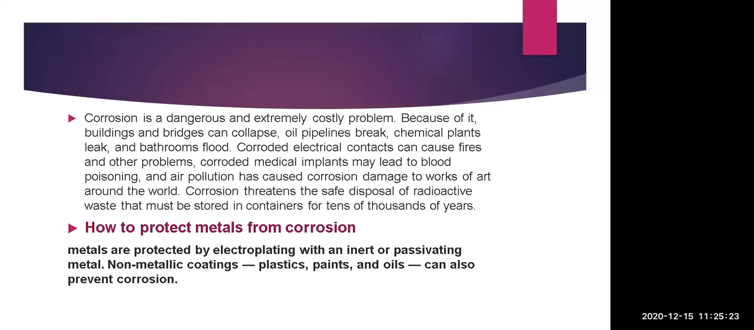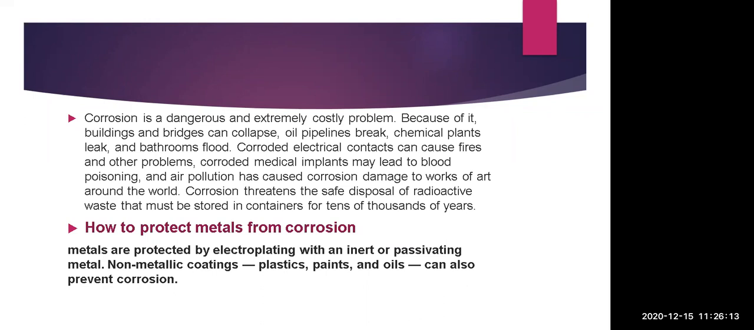So then comes how to protect the metals from corrosion. Metals can be protected by electroplating with an inert or passivating metal. Now, inert means what? The element or the compound which will not react. Corrosion means whatever chemicals are present on that particular metal start reacting with the atmosphere. The atmosphere contains a number of gases. It may have pollutants, and whatever materials are there, it starts reacting, and because of which it can cause hazardous and destructive problems.